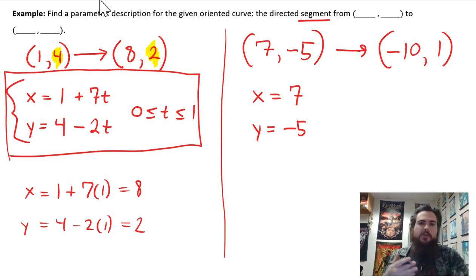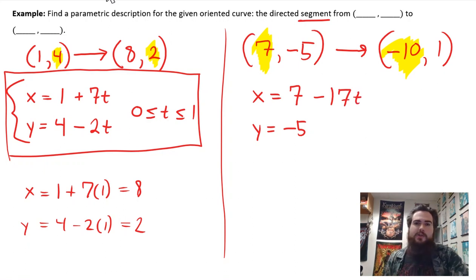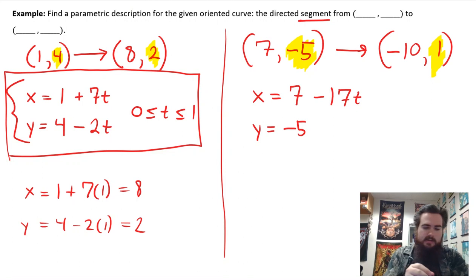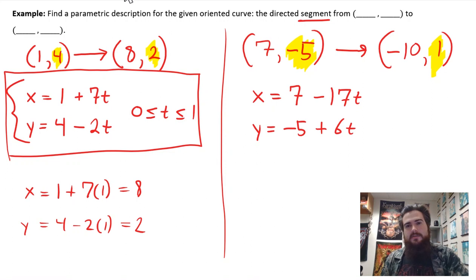And then think about how much you are changing to get to the next x and y coordinate. For x, I'm going from 7 down to -10. That means I am decreasing by 17. So minus 17t. Multiply t by the amount that you're changing by. For the y values, though, I am starting at -5, and I'm going to 1, so I'm increasing. I would be increasing by 6. So that's plus 6t.